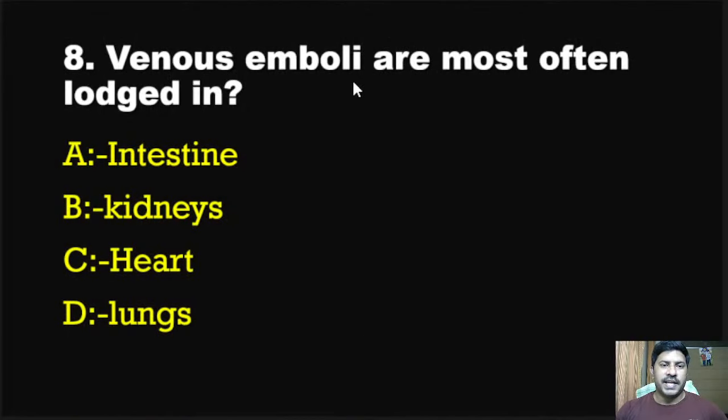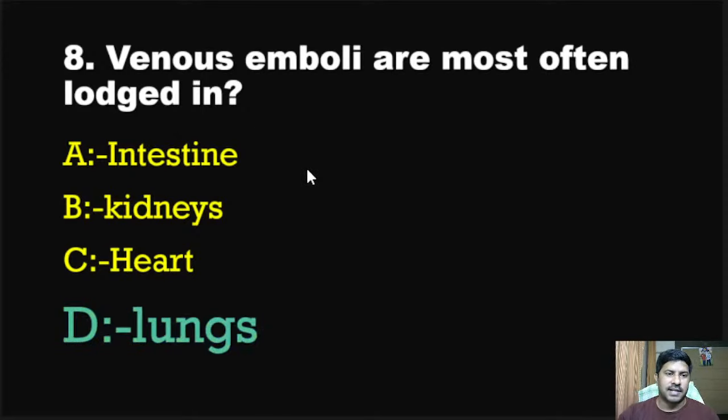Eighth question, venous emboli are most often lodged in intestine, kidneys, heart, or lungs. The important thing is the term most often lodged in, keep that in mind. So here correct answer is option D, that is lungs. Venous emboli usually lodge in lungs.